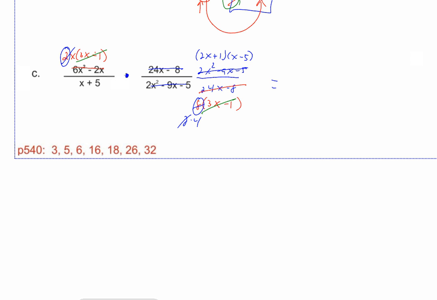What's left on the top? An x, a 2x plus 1, and x minus 5. Now you see why we leave them factored for time's sake. On the bottom, best to put the number first, the 4. I have an x plus 5. Is that it? That's all I have, isn't it? A 4 and an x plus 5.